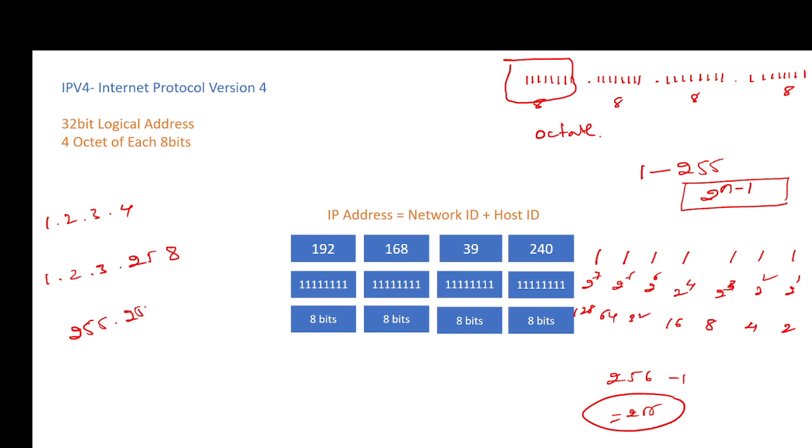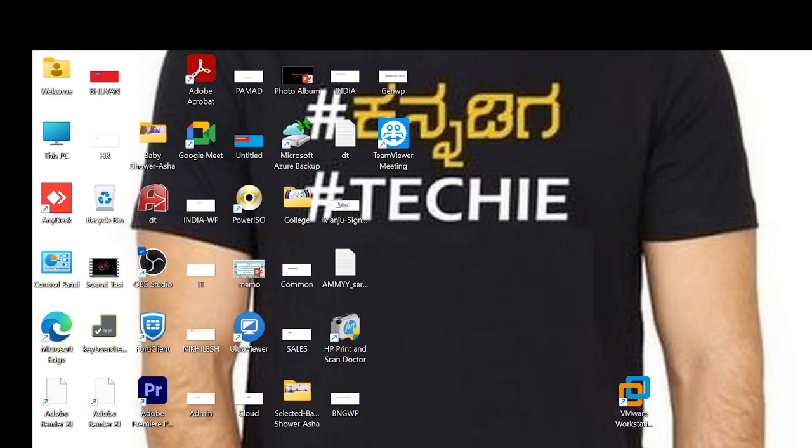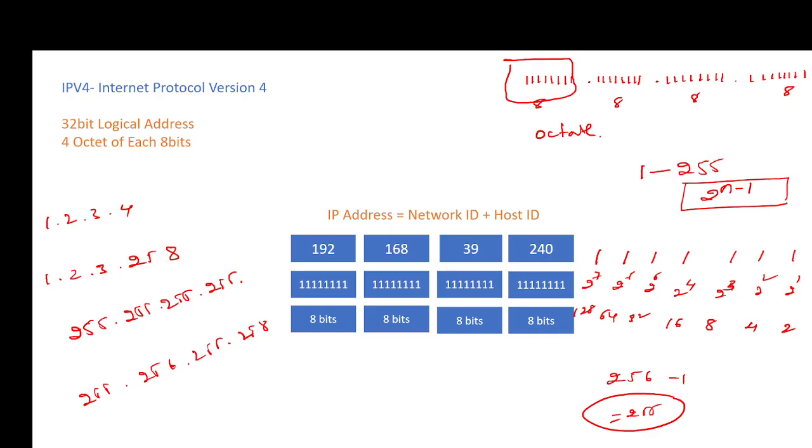Okay. Now 255.255.255.255, this one? Valid, sir. Super. Now 255.256.255.258, this is? Invalid, sir. Why invalid? Because the IP address ranges from 1 to 255, sir. Super, so the understanding is correct here.